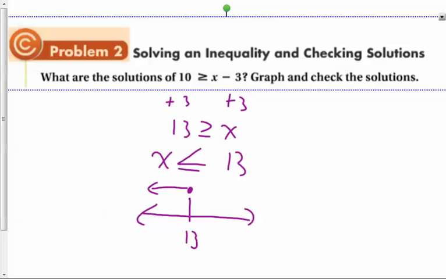Now it says graph and check the solutions. Give me a number smaller than 13. How about 10? If I put 10 in here, is 10 greater than or equal to 10 minus 3? What is 10 minus 3? 10 minus 3 is 7. 10 is in fact greater than or equal to 7. It's greater, so it works. Easy. All right, you got it from problem number 2. Why don't you do it real quick, and I'll see you here in a minute.